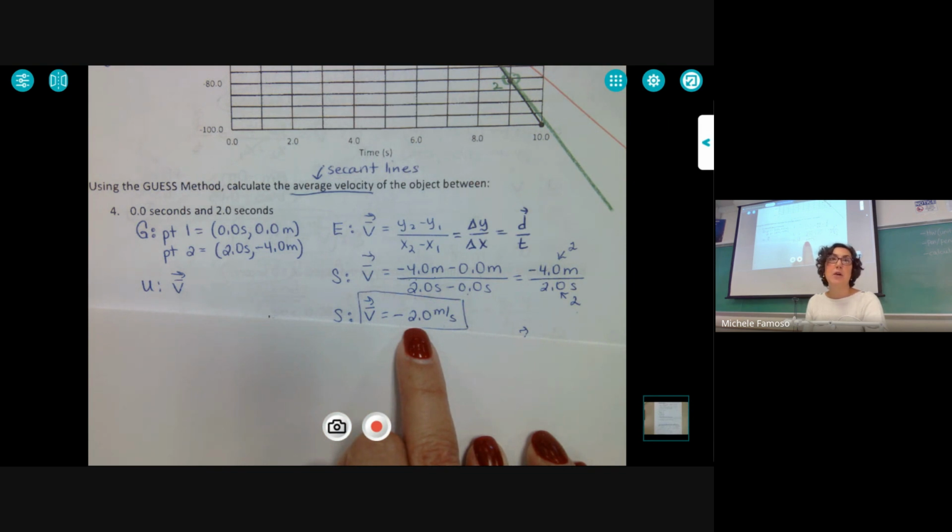And we always divide it out, getting an answer as a decimal with sig figs. We don't leave things as fractions in this class. All right, any questions on 4?